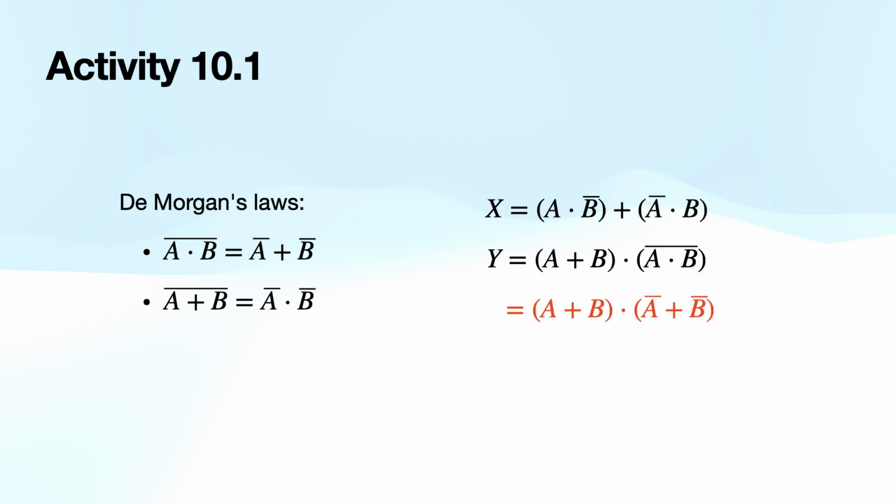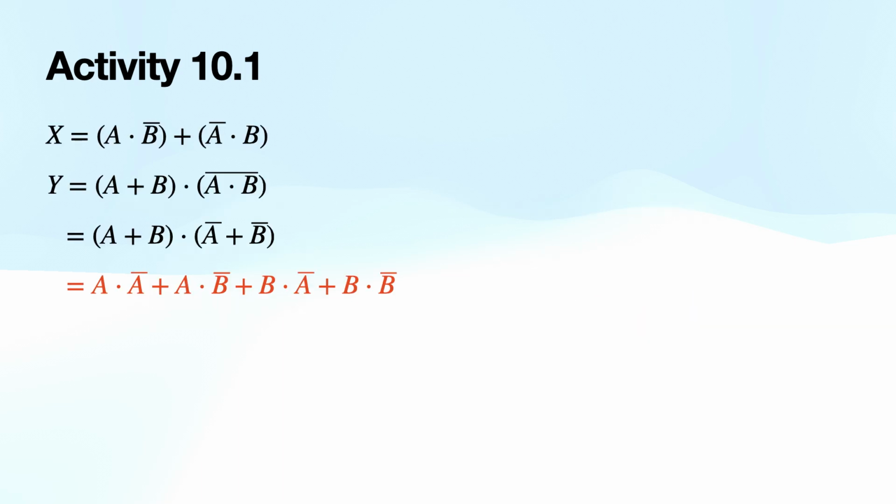Therefore, using De Morgan's laws, we can transform Y into (A OR B) AND (NOT A OR NOT B). Now we expand the parentheses using the distributive law. So, Y is equivalent to A AND NOT A, OR A AND NOT B, OR B AND NOT A, OR B AND NOT B. Since A AND NOT A and B AND NOT B are always false, we can simplify Y to (A AND NOT B) OR (B AND NOT A). Thus, we obtain that Y is equivalent to X.